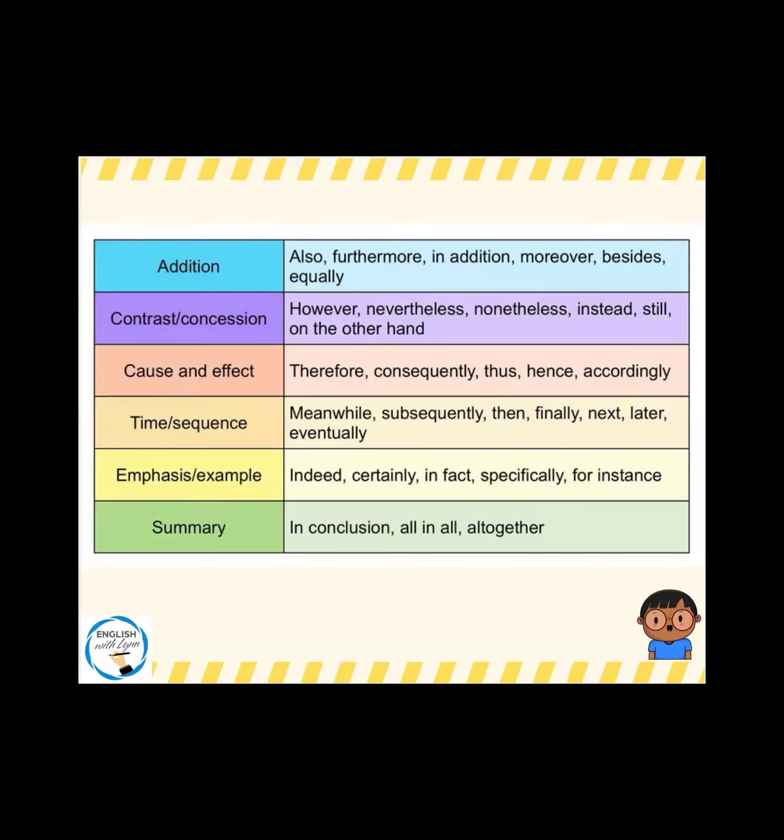Then you've got the idea of the time and the sequence. So meanwhile, it means that one thing is going on at the same time, subsequently. And then you've got those that show next and later. They are showing that one thing happens before something else.